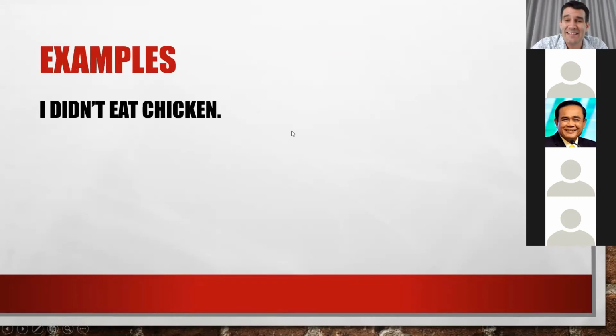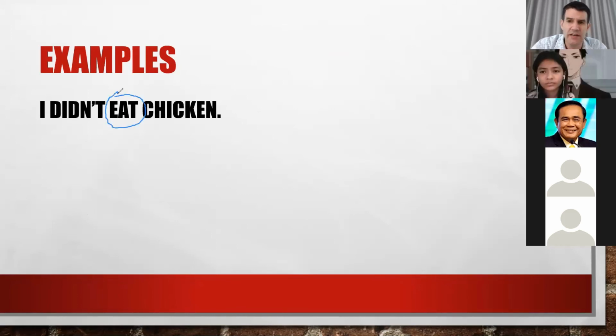So, I didn't eat chicken. With positive, you had to change eat to ate. But if it is a negative, you do not change it, because this word is a verb 2. So it's already changed. You don't have to change the verb to eat. So, I didn't eat chicken.